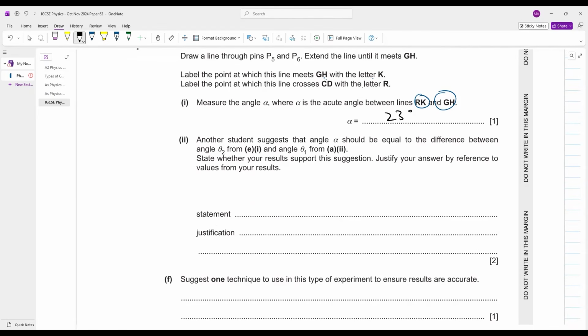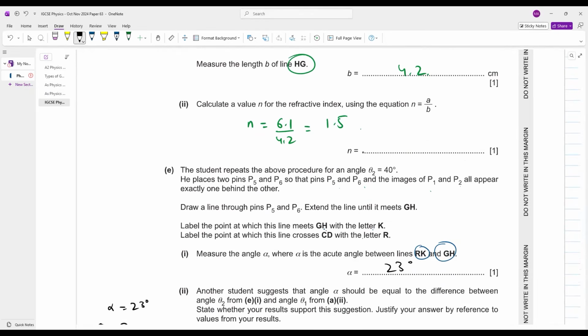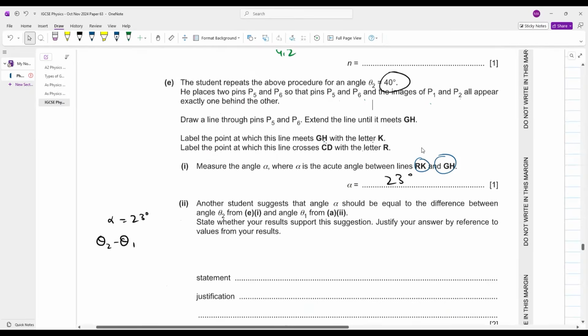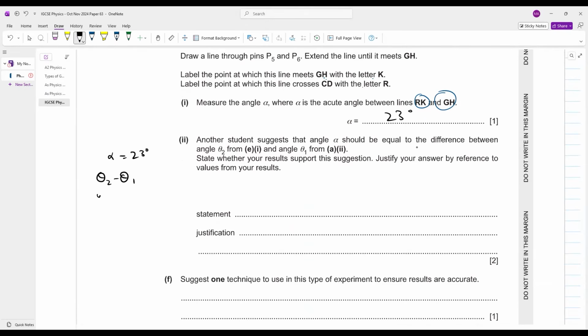Okay, another student suggests that the angle alpha should be equal to the difference between theta 2 and theta 1 from part A2, E part 1. Okay. What is our alpha? 23 degrees. What is the difference between theta 2 and theta 1? One second, let me see. What was your theta 2? 40 degrees. What was theta 1? Theta 1 was 15 degrees. So 40 minus 15 comes out to be 25 degrees. The student is saying this 25 degrees should be equal to alpha, that is 23 degrees.